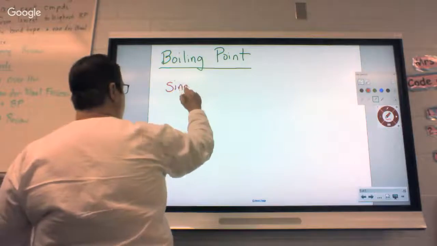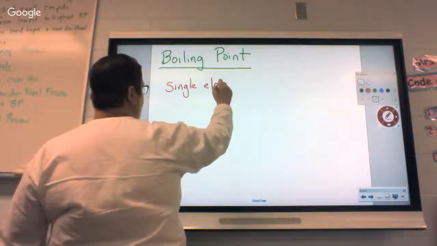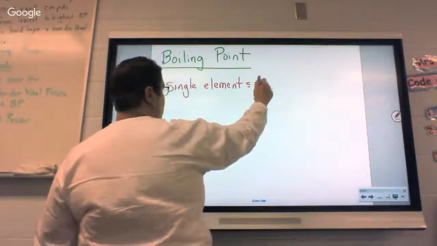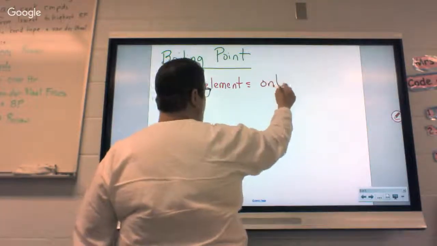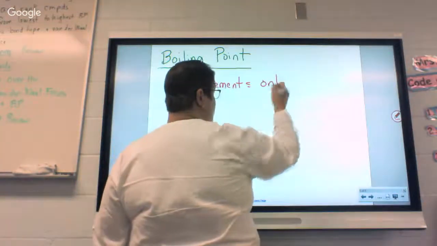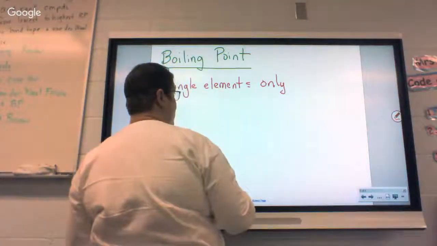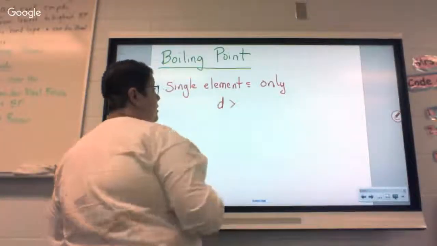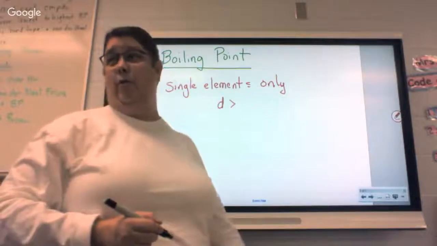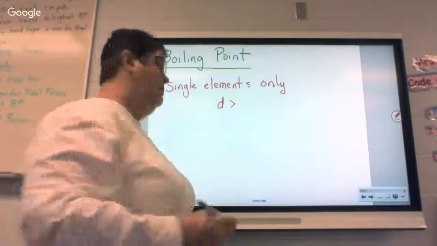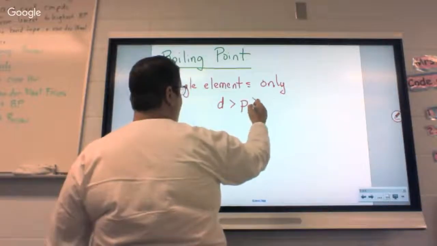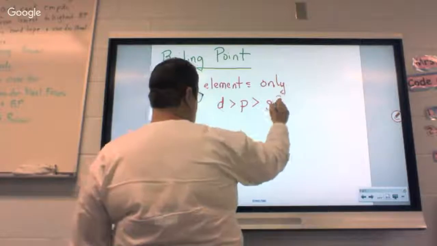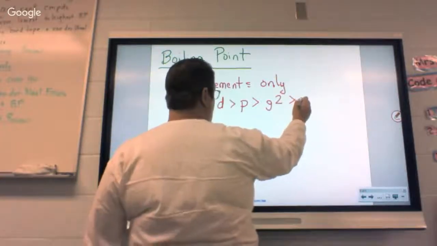single elements only. Somebody brought this up first period. Okay? So it's worth reviewing because it is on the test because it goes to the periodic table and we did it when we talked about the periodic table. You have single elements only. The D block, it has a higher melting or boiling point than who? And that's higher than who? Group 2, and then finally group 1.